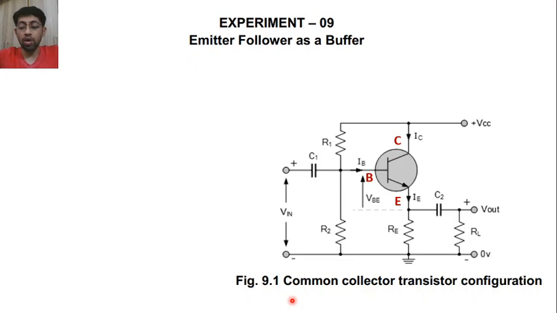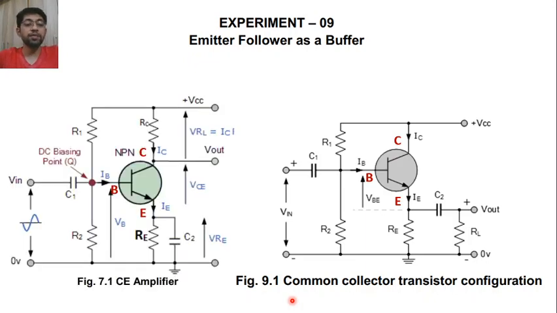We have already learned the CE configuration in experiment number 7. So this is nothing but the CE amplifier circuit. Let us learn how this CE amplifier and CC amplifier are different circuit wise. Very first thing, here you can see that this is RC, the collector resistor. The collector resistor is removed in common collector configuration. So here you can see that there isn't any RC. The collector terminal is directly connected to VCC. That is the very first difference.